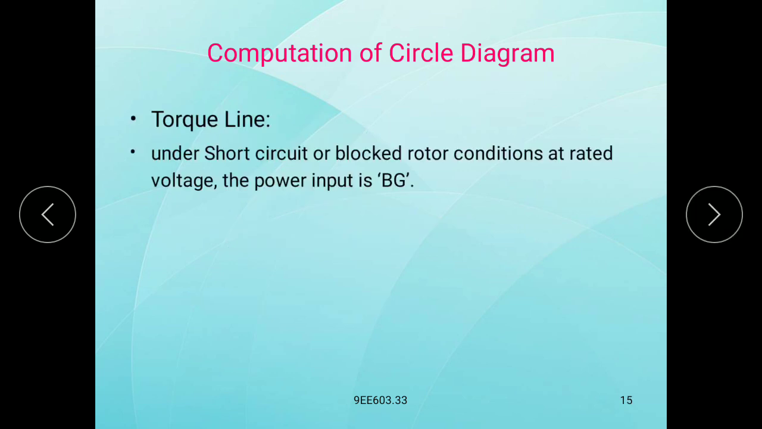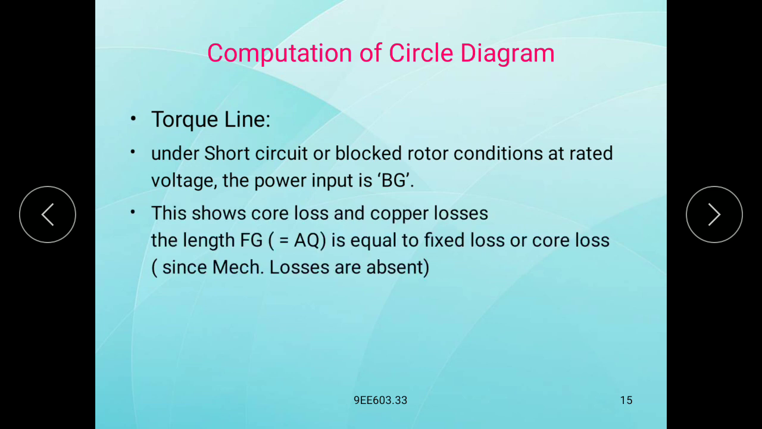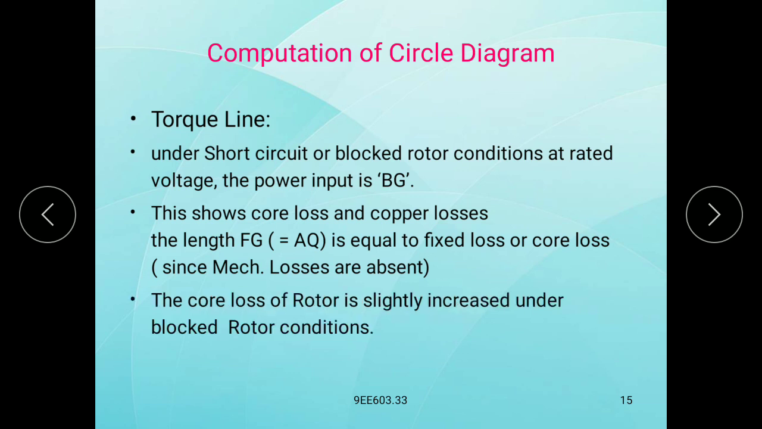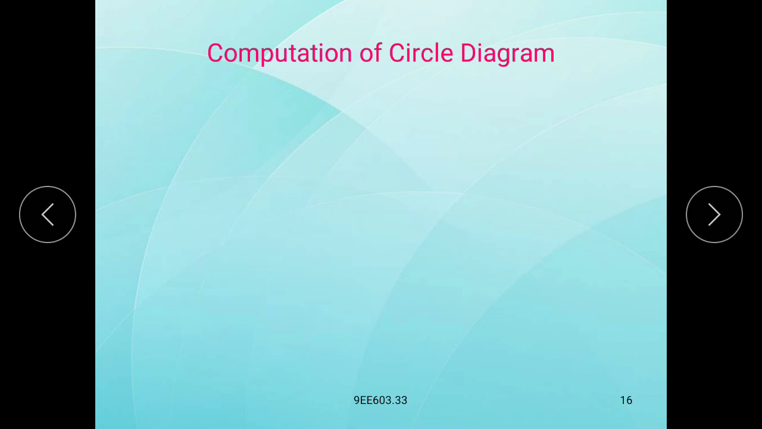Torque line: under the short circuit or blocked rotor condition at rated voltage, the power input is BG. This shows the core losses and copper losses. The length FG is equal to AQ, that is equal to fixed losses or core losses, since mechanical losses are absent. The core loss of the rotor is slightly increased under blocked rotor conditions.